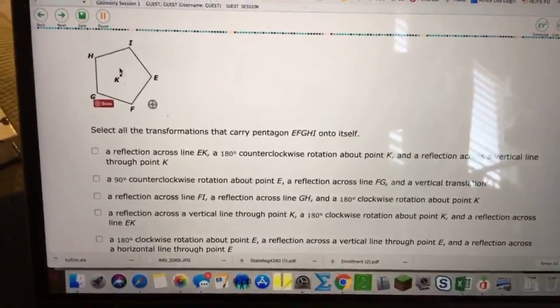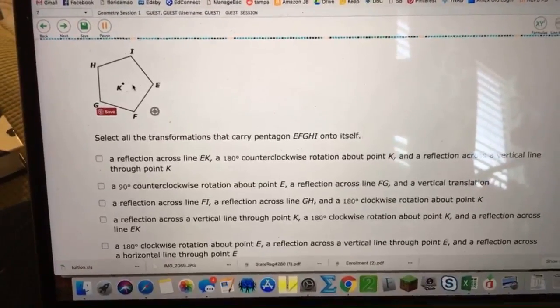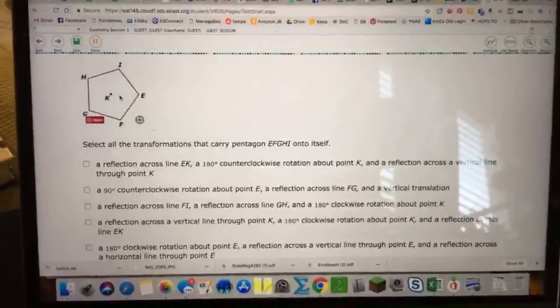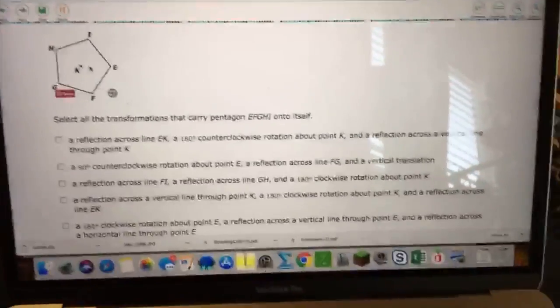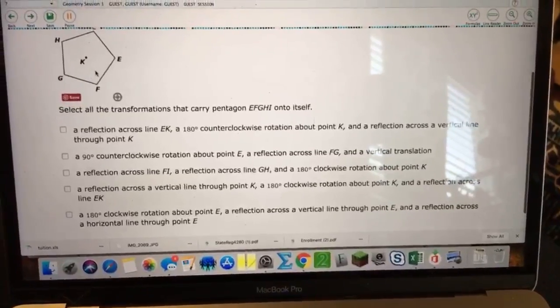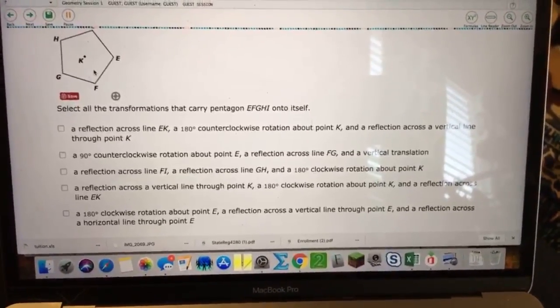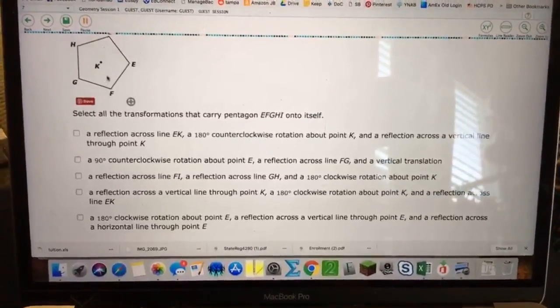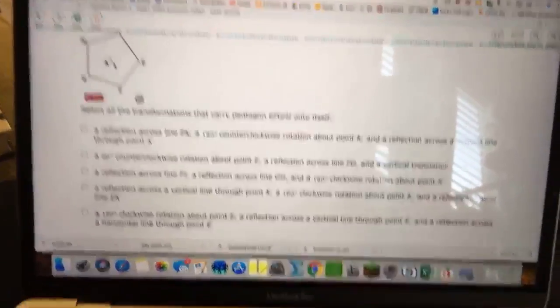But then a 180 degree counterclockwise rotation about point K. Would a 180 degree rotation around the center work at all? No, it wouldn't. All right.